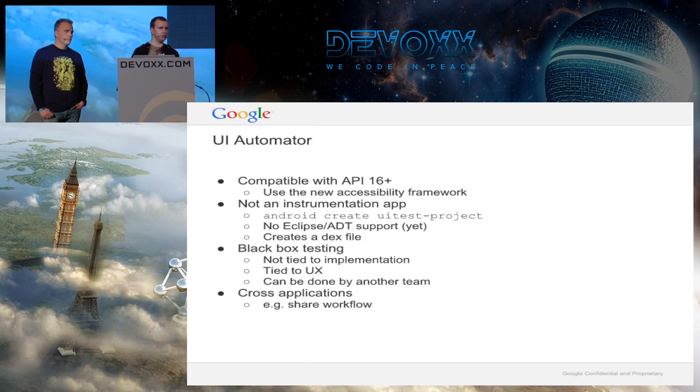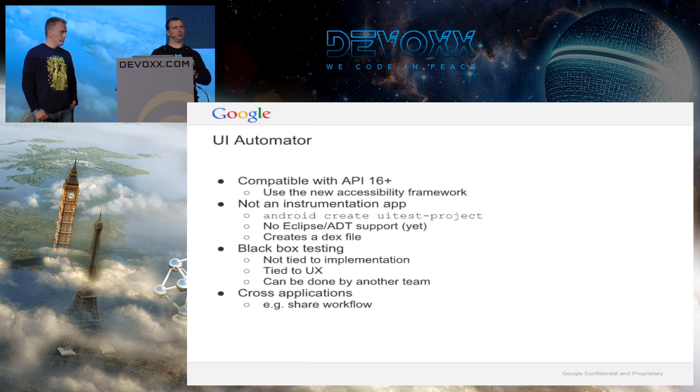It doesn't generate an APK like an instrumentation test would. If you have an instrumentation test, you basically have two applications: your application to test and your test application. Here, it's a different type of project. It's just some Java code, and only that. There are no Android resources. It's only code, and it generates a jar file. Then you push that to the device, and you call AM to run the test. We don't have a whole lot of support yet in the tools for it.